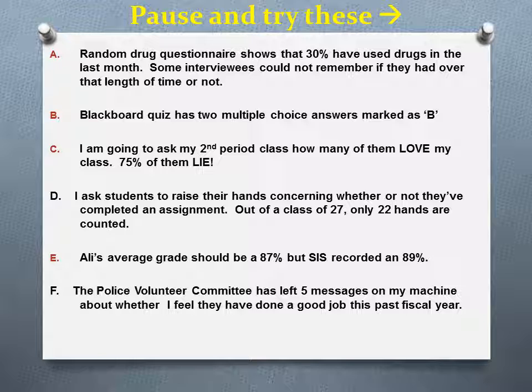So take a moment and go through these scenarios, decide which type of non-sampling error is described, and then check your work.